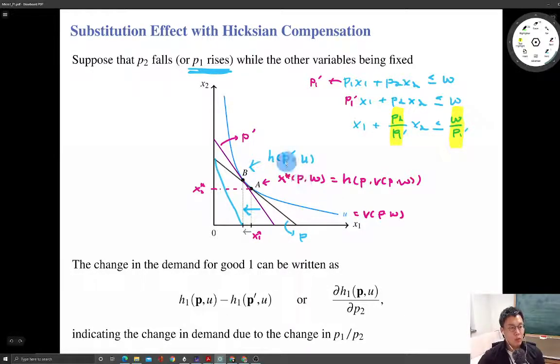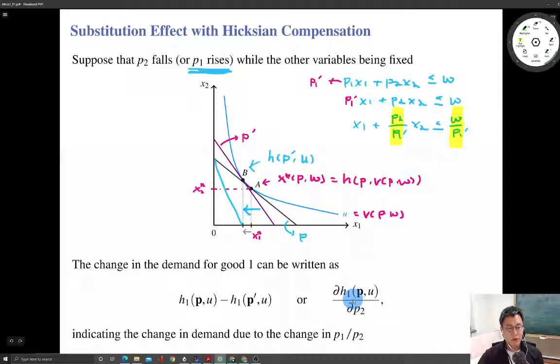Okay, so we adjust the income this way in the case of Hicksian compensation. In this case, the substitution effect on the demand for good 1 is given by the difference between the two Hicksian demands: the x coordinate of point A, that is the Hicksian demand for good 1, and the x coordinate of point B, that is the Hicksian demand for good 1 under the new price vector.